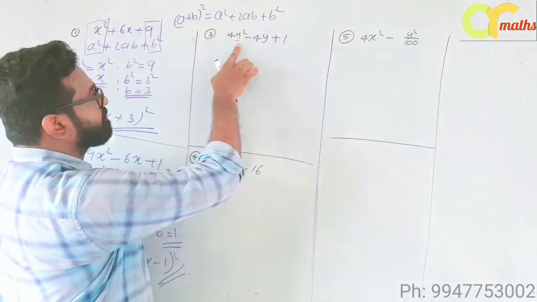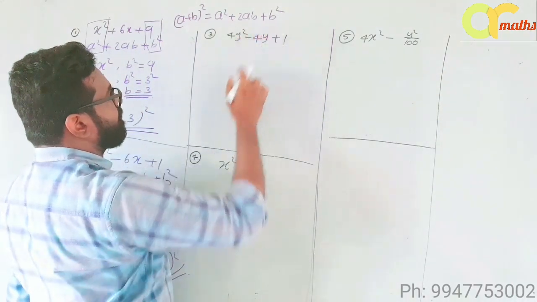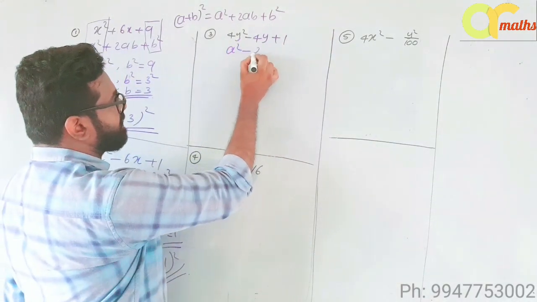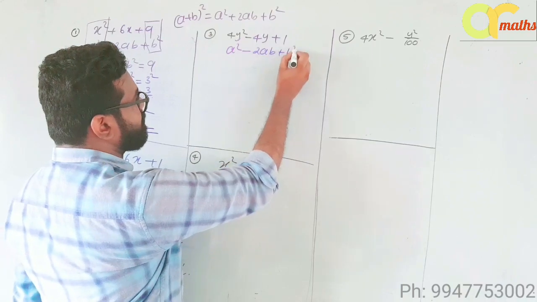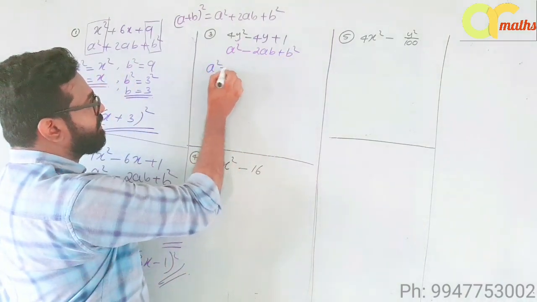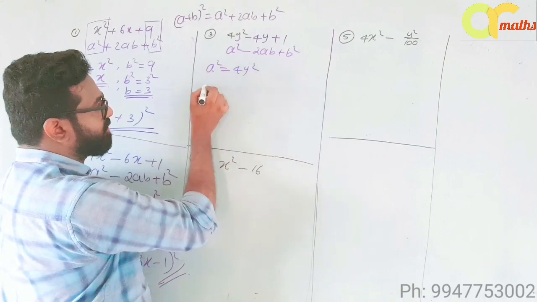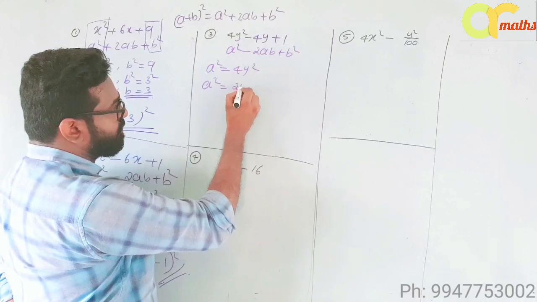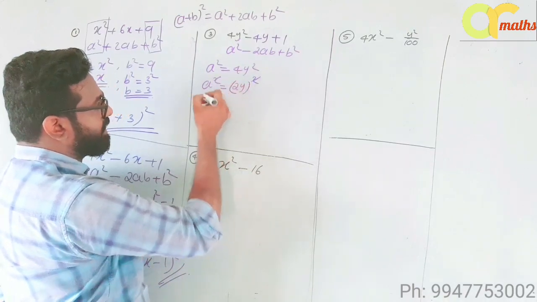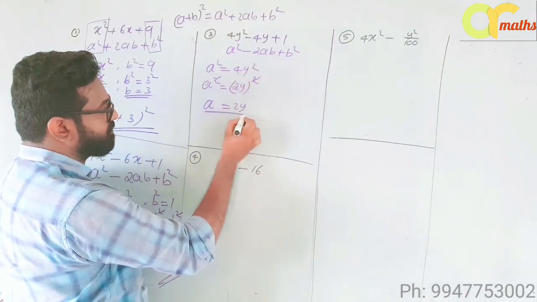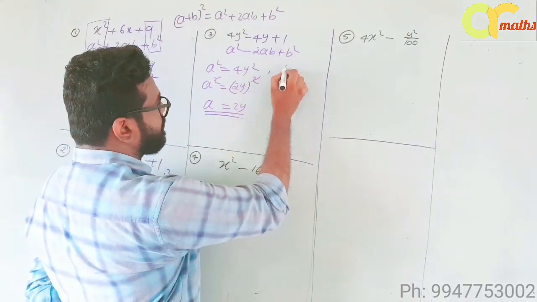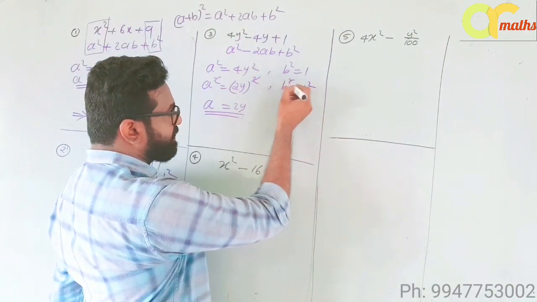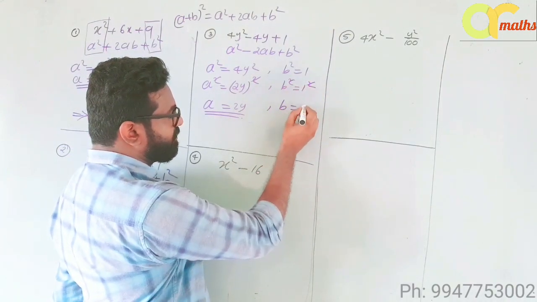So next here, factorize 4y square minus 4y plus 1, which is in the form of a square minus 2ab plus b square. What is a square here? A square equal to 4y square. A square equal to complete square of 4y square is (2y) whole square. Square, square cancel. A equal to 2y. And next b square equal to 1. 1 is square of 1 square. So you can cancel square, square. Then b equal to 1.